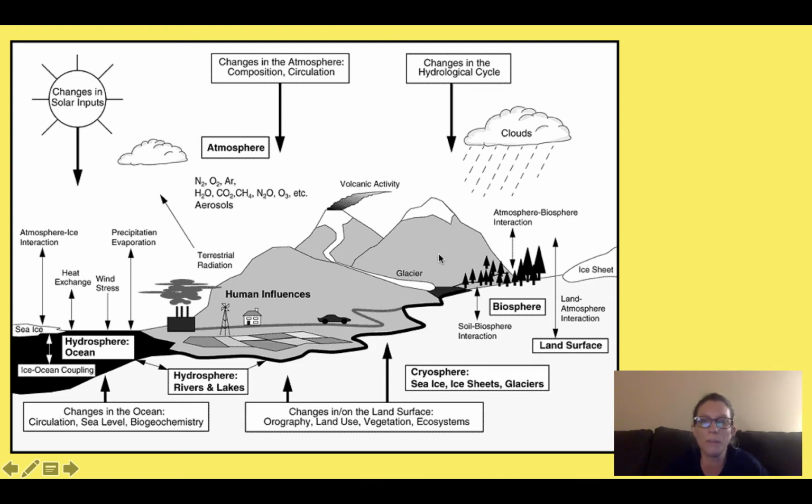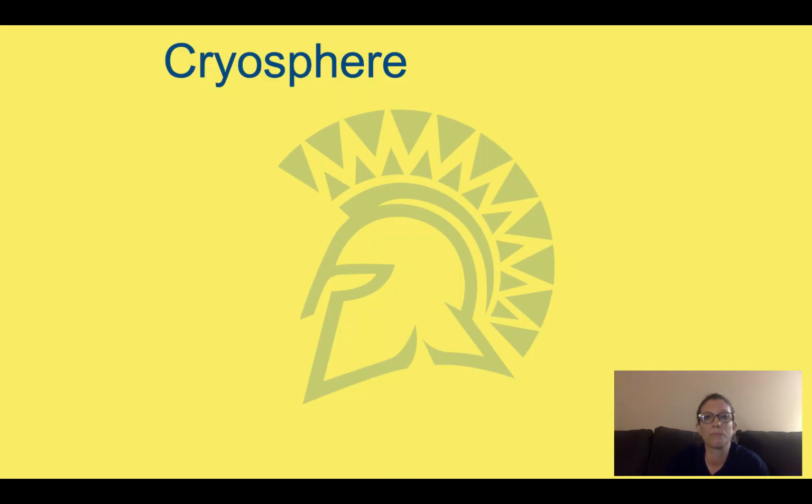So there's all these different parts of our planet, and they're all working together to move different things, and especially carbon, through our planet.